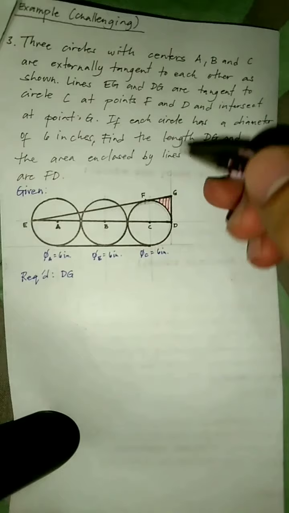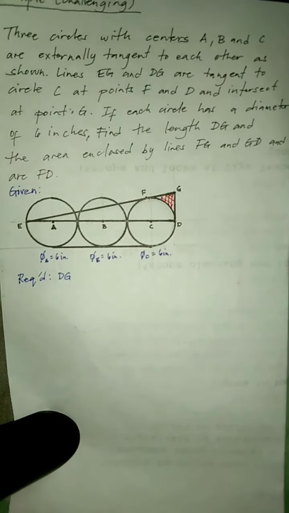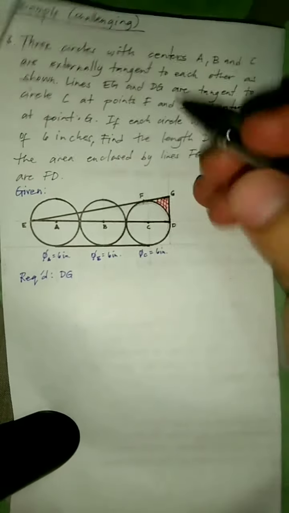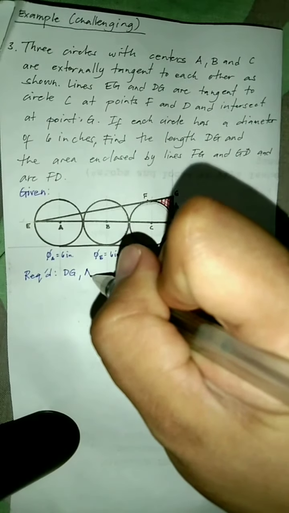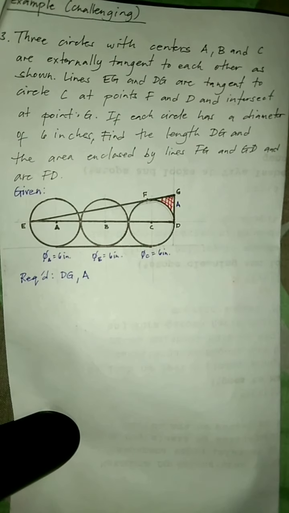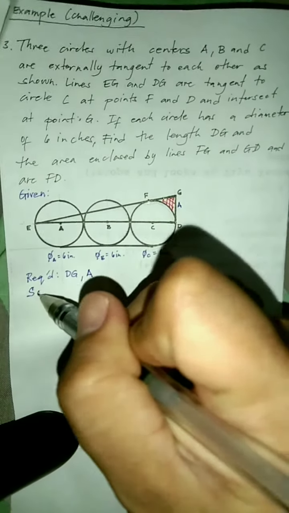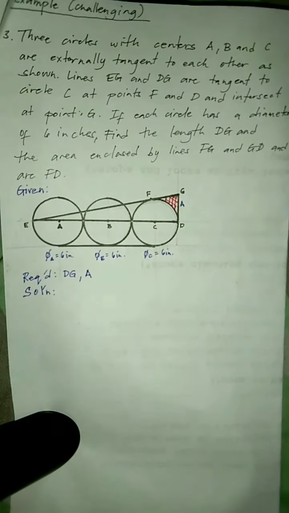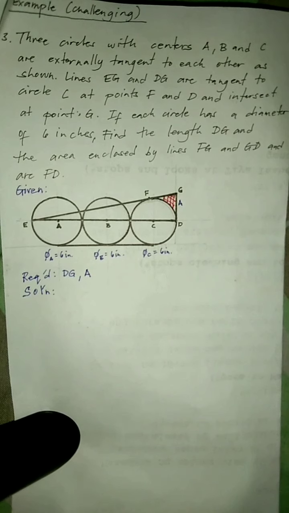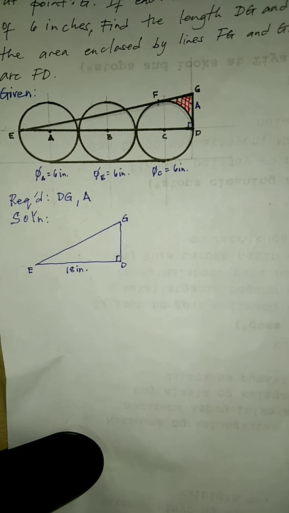We will label that one for convenience as A. So for our solution, first let's solve for DG. The first step of our solution is to create a triangle EDG.